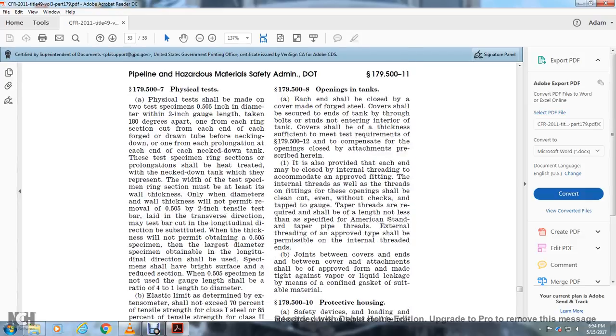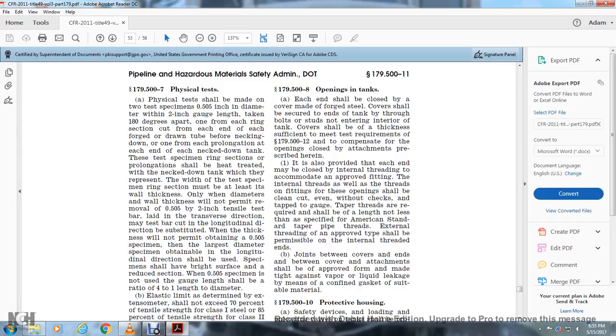179.508 Opening in the tank. Each end of it shall be closed with a cover. The forged steel cover shall be secured to the end of the tank by through bolts and not entering the interior of the tank. The cover shall be of sufficient thickness to meet the test requirement of 179.512, and to compensate for the opening and closing with attachments prescribed herein.